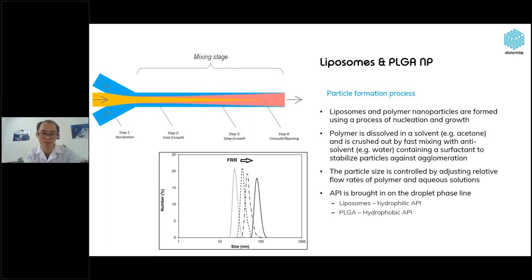This triggers the formation of liposomes or lipid or PLGA nanoparticles by a mechanism we call self assembly. With this method, the particle size is controlled by the relative flow rates of the polymer phase and the aqueous phase. For encapsulation of an API or drug, the API is brought in on the droplet phase. For example, liposomes are used for encapsulation of hydrophilic APIs, while PLGA can be used for encapsulation of hydrophobic APIs, which we can dissolve in the interface or droplet phase.